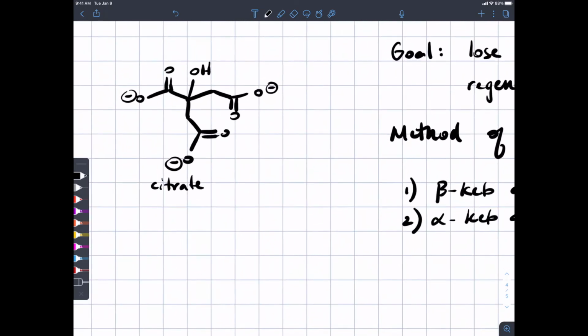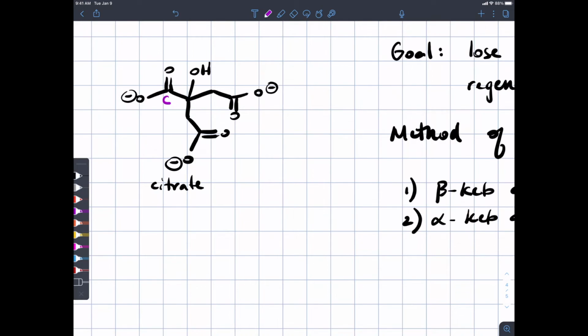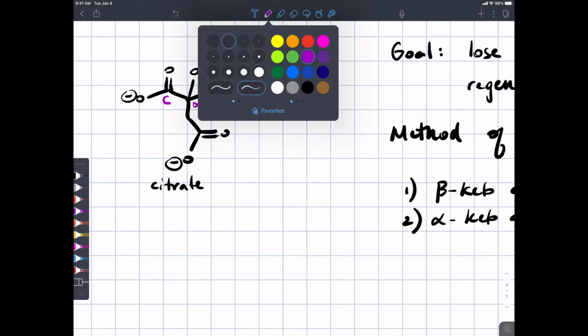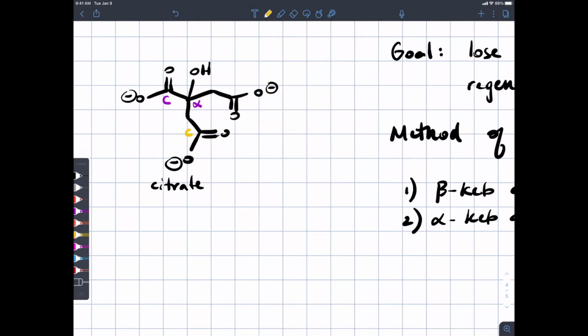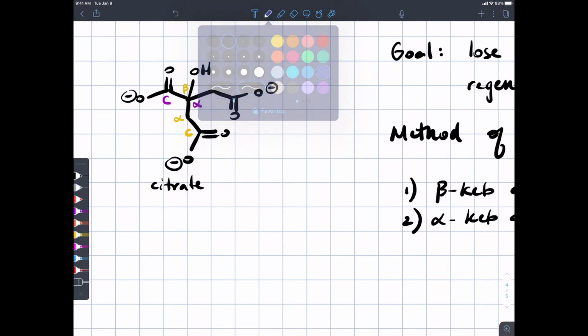The problem is, let's identify the 3 carbonyl carbons we have. We've got a carbonyl carbon here. From that perspective, the carbon bearing this oxygen is an alpha carbon. We have another carbonyl carbon here, and from that perspective, the carbon bearing the OH group is a beta carbon. And then finally, we have a carbonyl carbon here, and from that perspective, the hydroxy group is on a beta carbon.